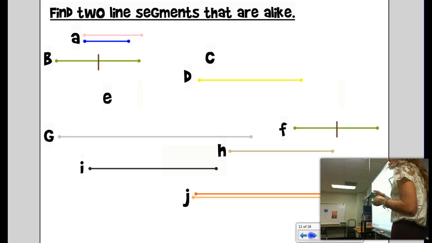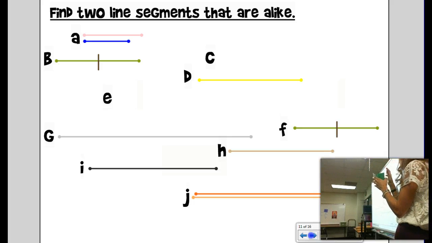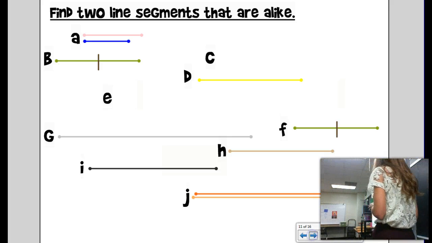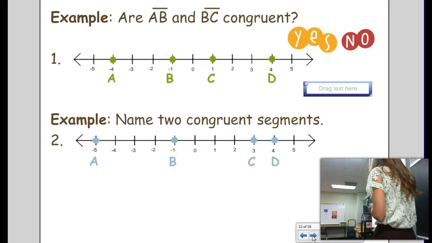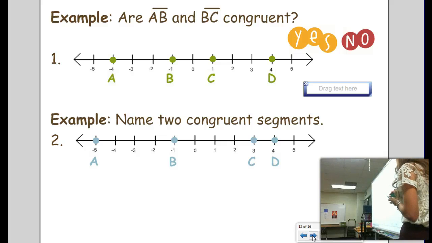But we did need to talk about how you would decide if two segments are congruent. And like we said, we could overlap them, we could measure them, we could trace it on a piece of paper and then transfer it over.